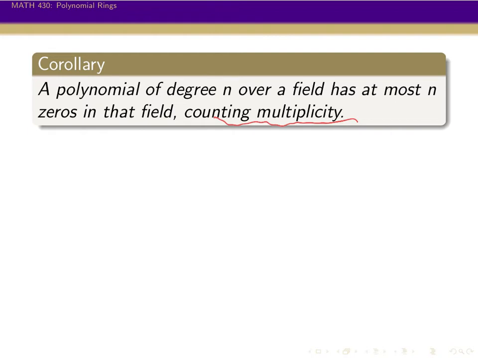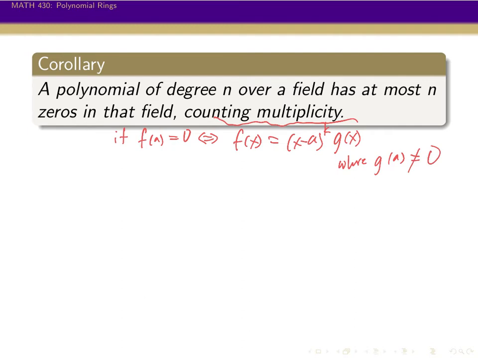So we count multiplicity. That means that if f(a) equals 0, by the previous corollary we can write f(x) equal to (x minus a) to the power k, where we let this power be maximum, times g(x), where g(a) is not equal to 0. It could just be a constant. Then this means that the multiplicity of that zero is k. That's what we mean by multiplicity.